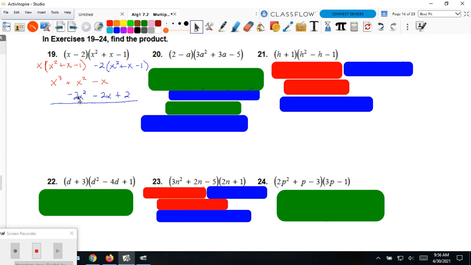So here I have two that are lined up. I have x squareds are like terms and the x's are like terms. I've got to combine those to be able to get my answer. As you can see, I'm going to have 4 terms in my answer.